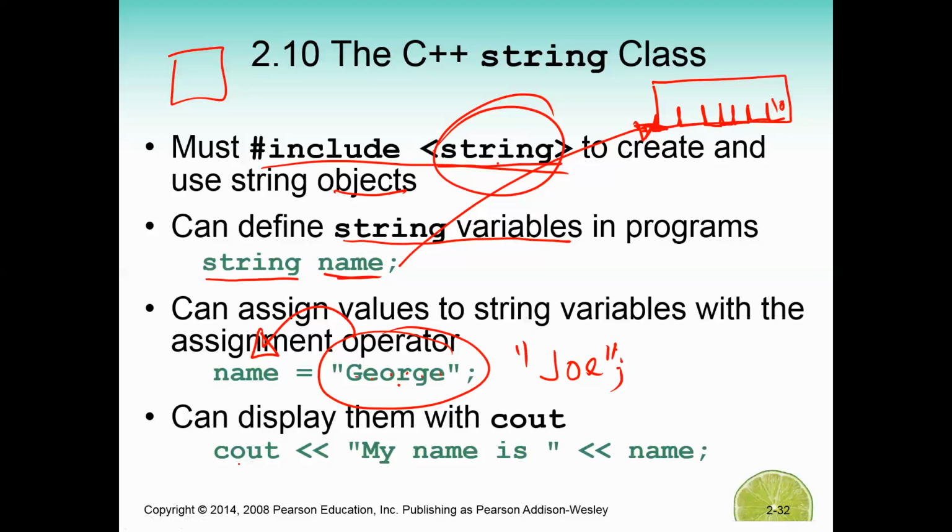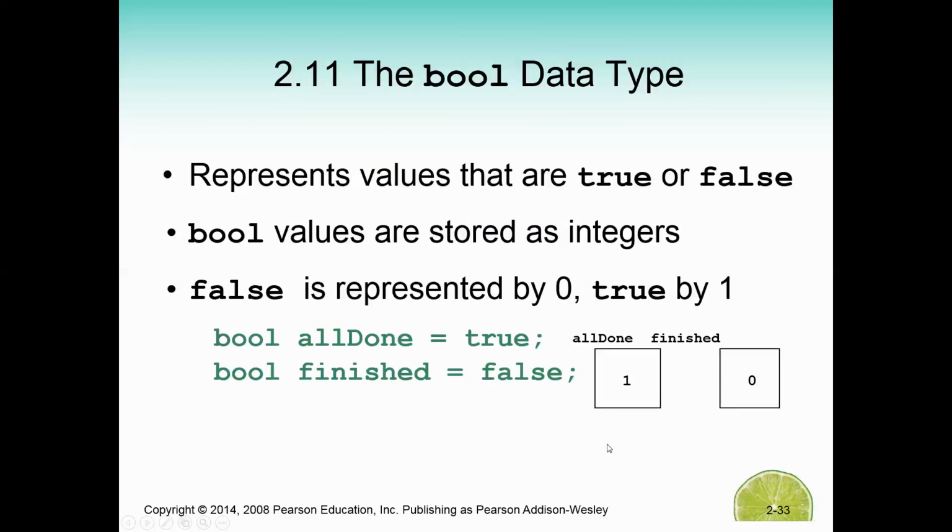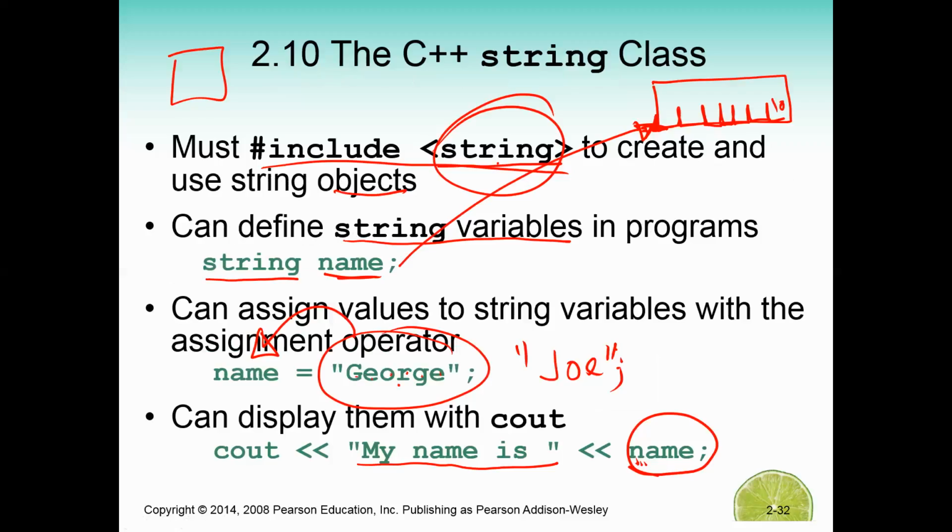So when we have cout, my name is, and then this box, what is this box? It's a variable, which has what? Is it going to display the word N-A-M-E? No. What is it going to display? George. It's going to display the value George. Questions?